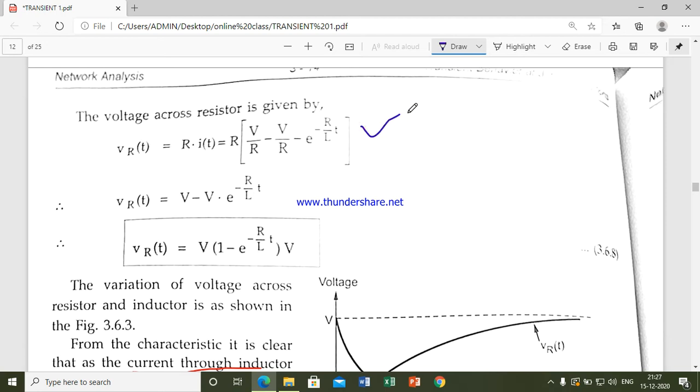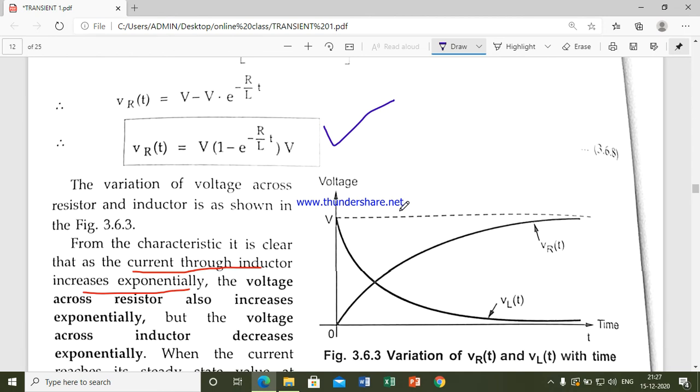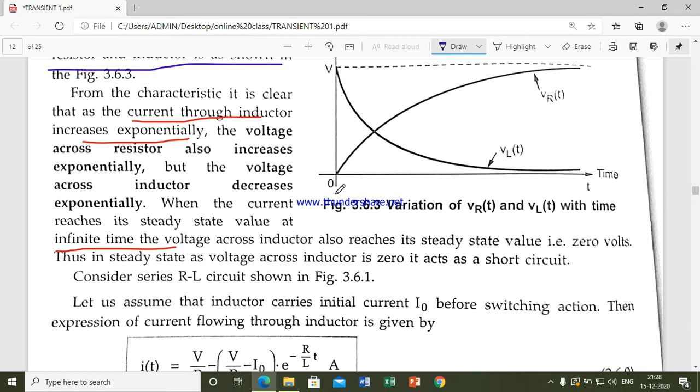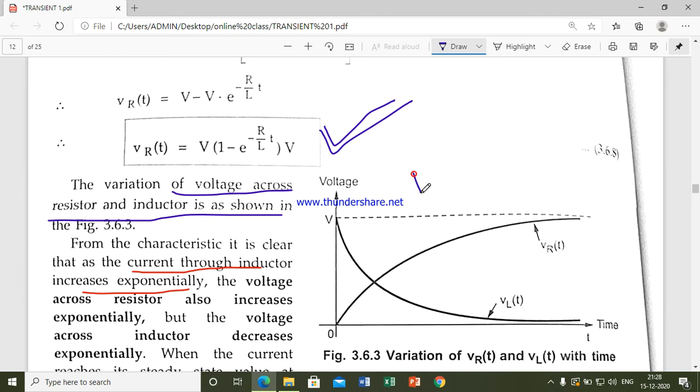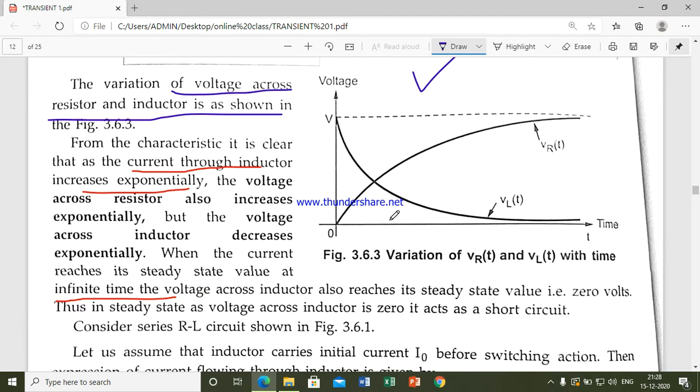Similarly, for the resistor you can write down VR of t equal to R into I of t, and substitute the value of I of t. Then after rearranging you will get the expression for VR of t. This is the circuit of RL, a resistor as well as an inductor. For the voltage variation in the inductor we got that in the previous derivation. For the voltage variation in the resistor you will get this expression. The variation of voltage across resistor and inductor is shown with these two expressions. We can represent these two expressions through this graph. We will see what these graphs represent.